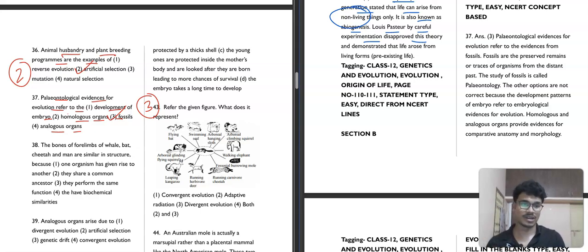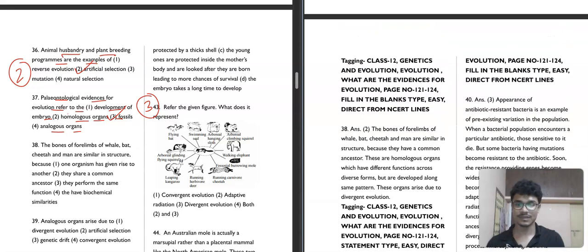Then question number 38. It is saying that the bones of the forelimb of whale, bat, cheetah and man are similar in structure because one organism has given rise to another. Cheetah gave rise to us? No, then we could be faster. We have a better physique. Then they share a common ancestor. Yes, they share a common ancestor. That's why these are similar.